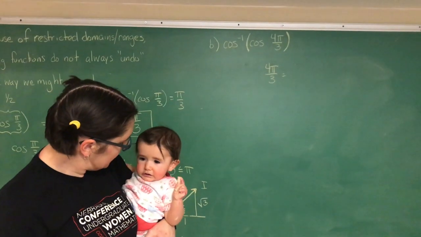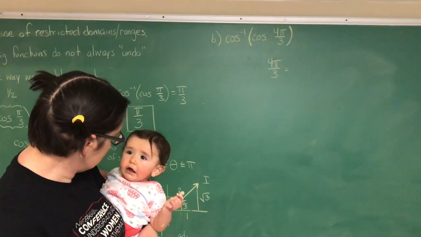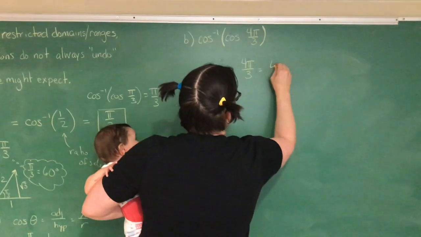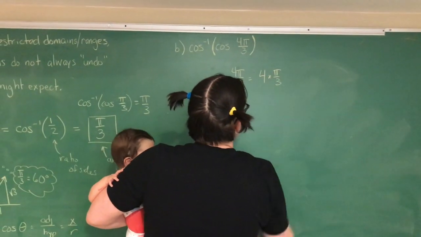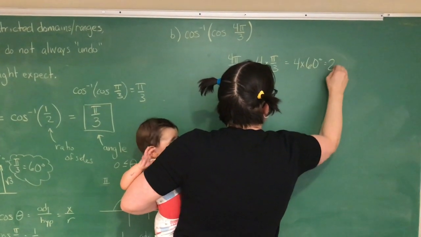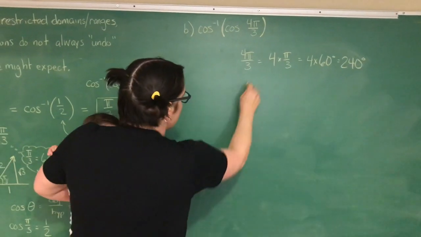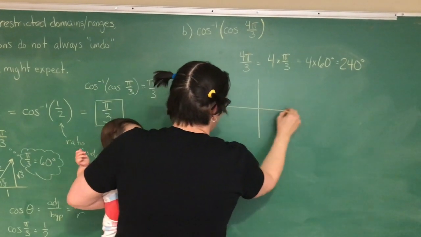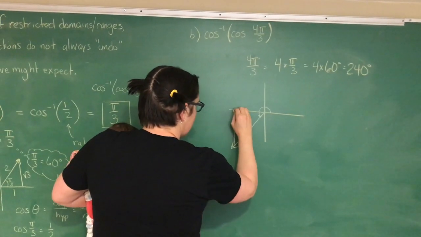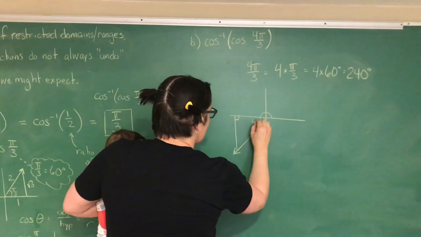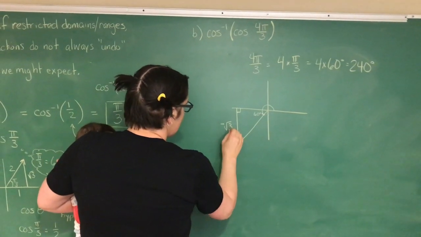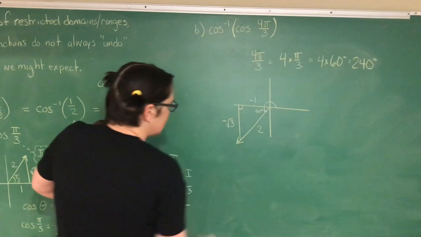Well, you can handle this. We can do this together. 4 pi over 3 is 4 times pi over 3, so that's 4 times 60 degrees, which is 240 degrees. Okay, so I can draw that angle. That is 60 degrees past 180. There it is. We have a reference triangle. We have a 60-degree angle. So my sides are going to be negative square root of 3, negative 1, and positive 2.